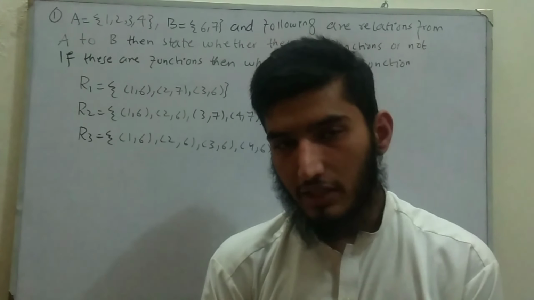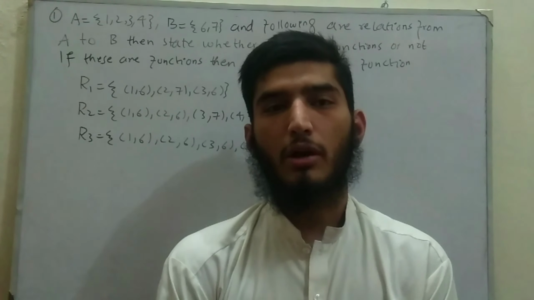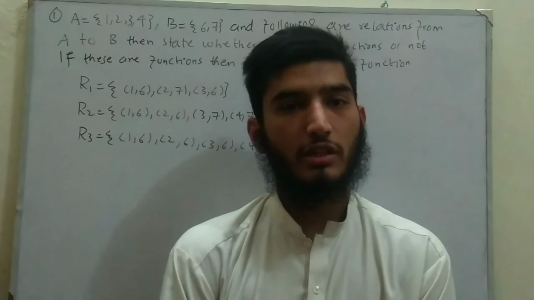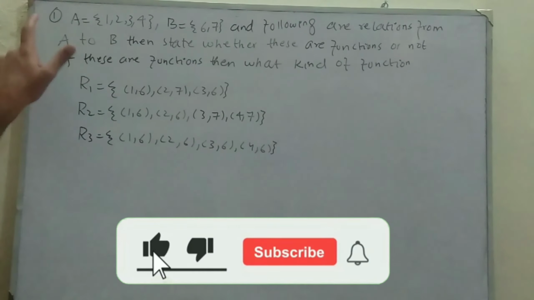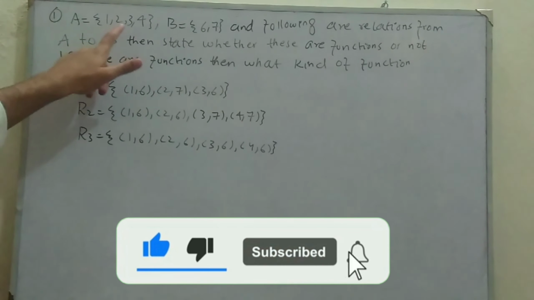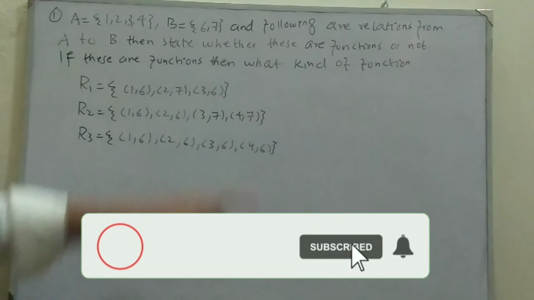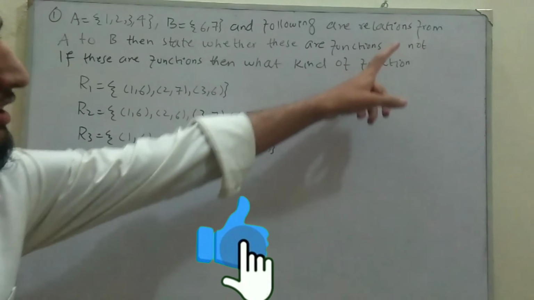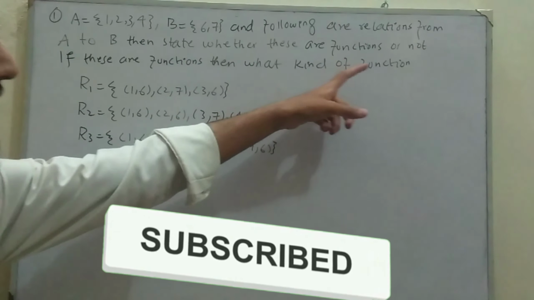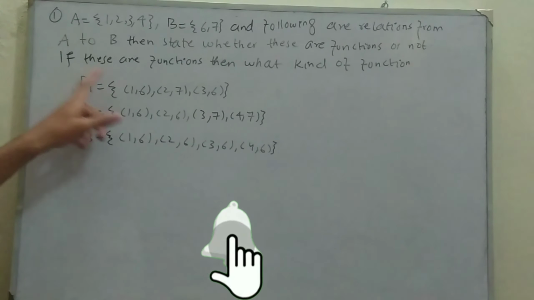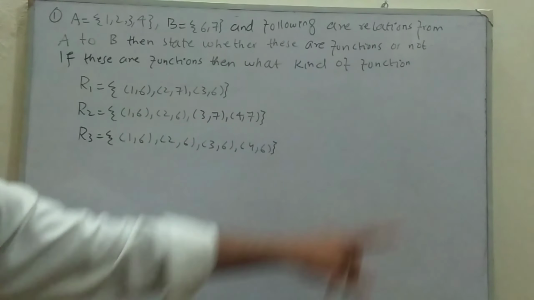Today we are going to start a new exercise, number 5.5, which is totally related with the topic functions. Question number 1 says that set A is 1, 2, 3, 4 and set B is 6, 7, and the following are relations from A to B. State whether these are functions or not. If these are functions, then what kind of function?